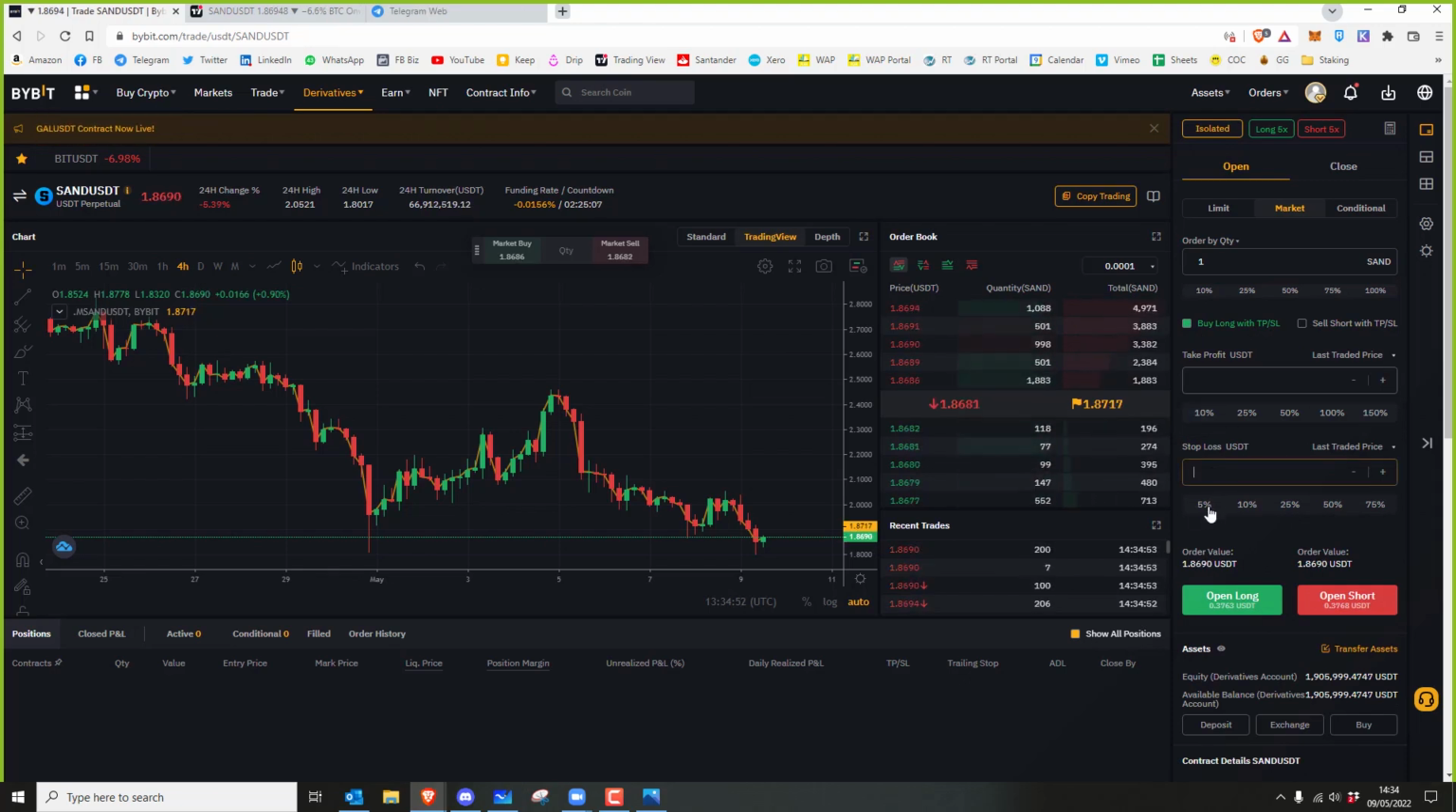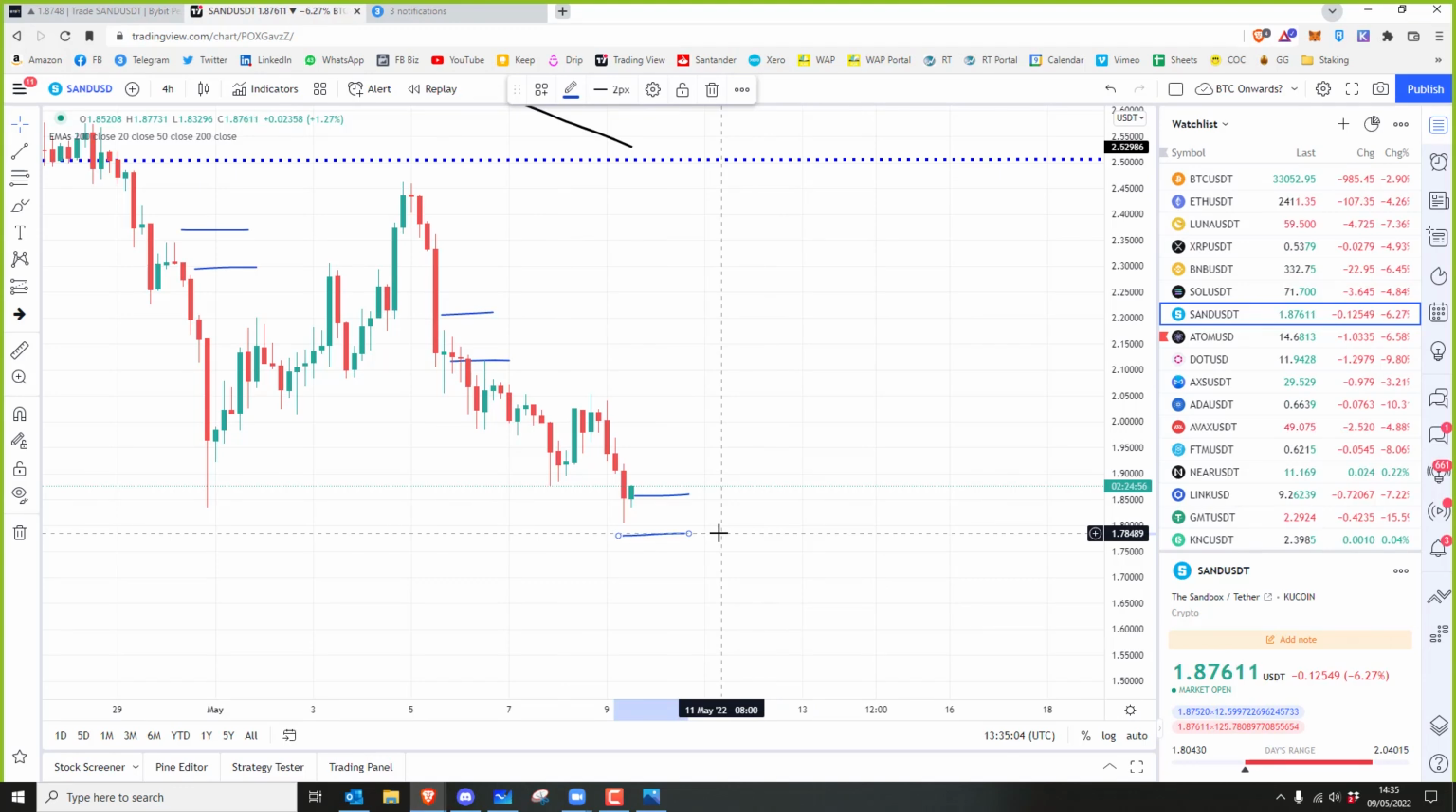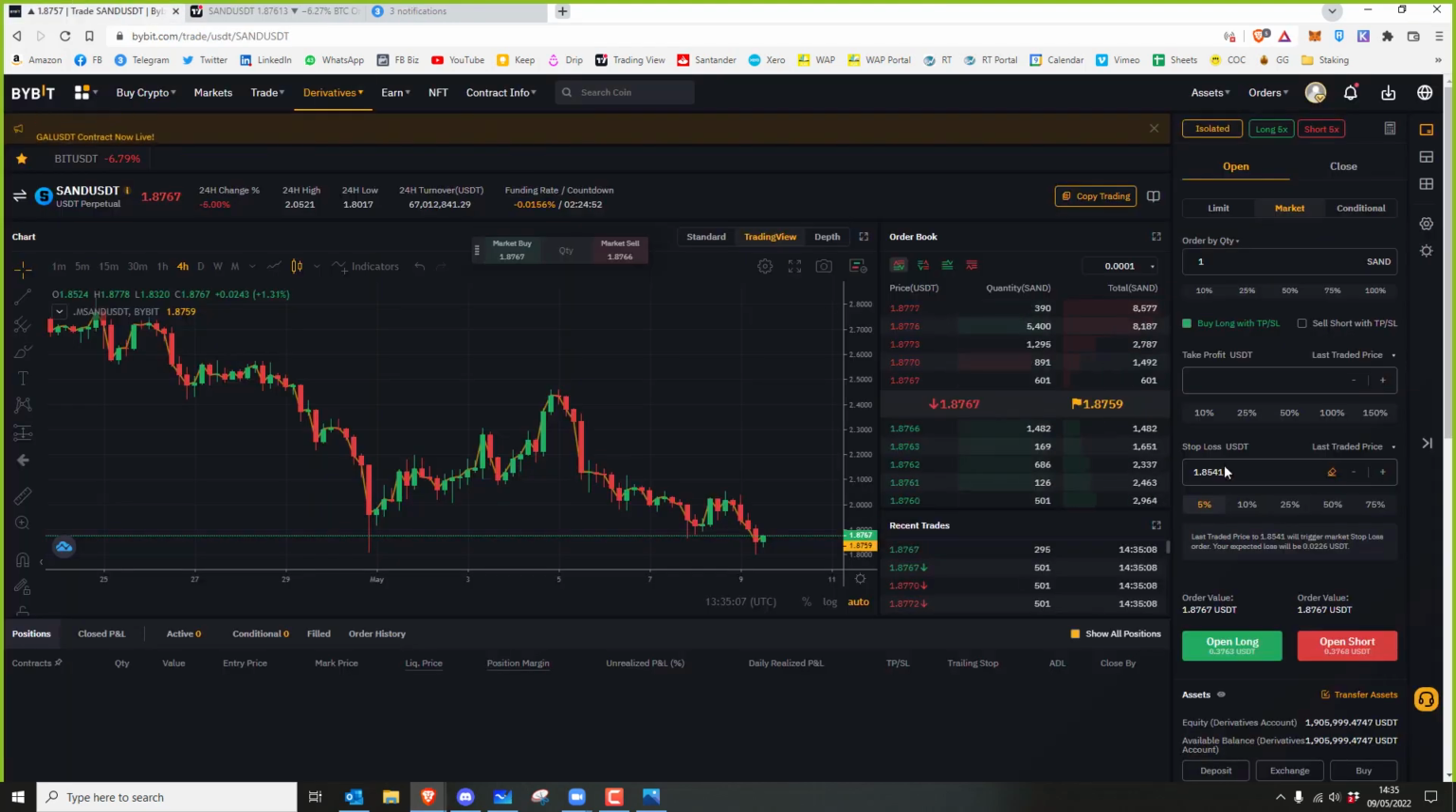Now normally, just to populate some of the figures, just to save me from fat fingering the keys, I'll click one of these, 5, 10%, something like that. And then I'll just edit the last numbers. So again, my memory hasn't helped. 1.783. There we go. Now, this is where it helps, because it'll tell you. Obviously, it's doing this via the mark price, not the actual real price.